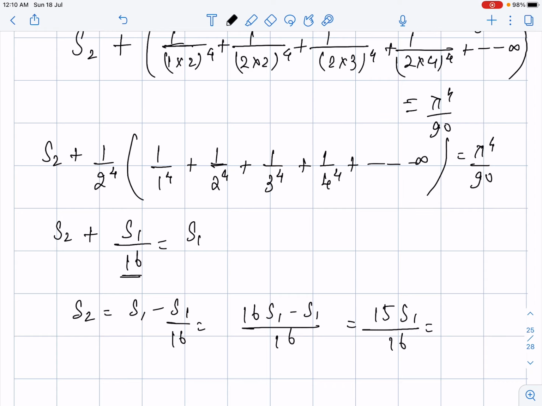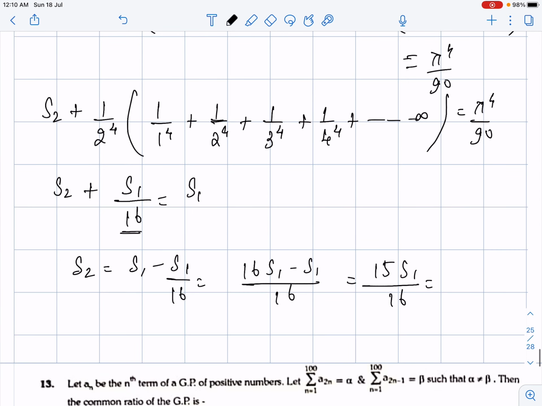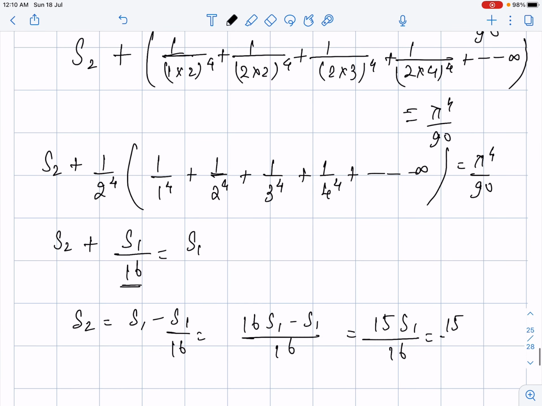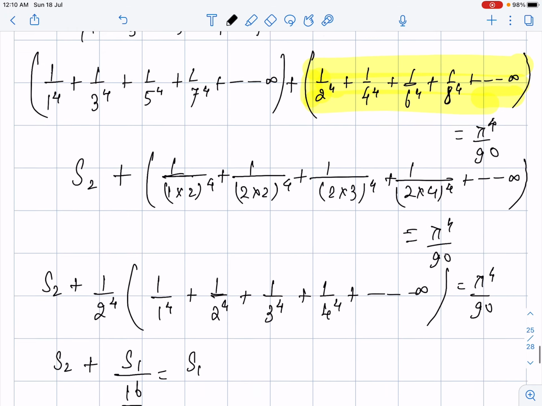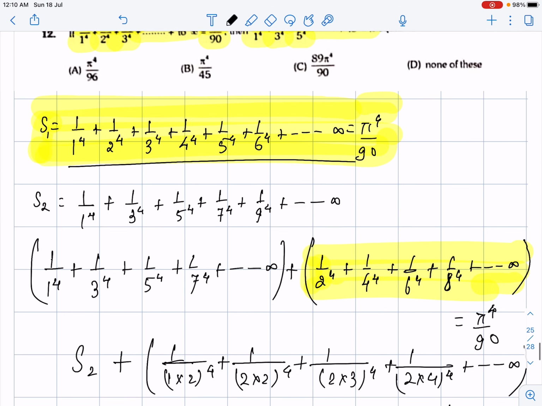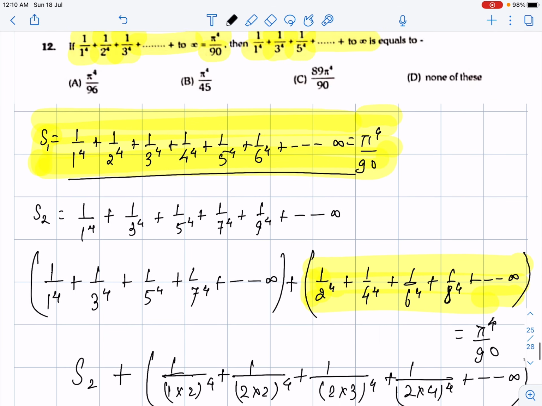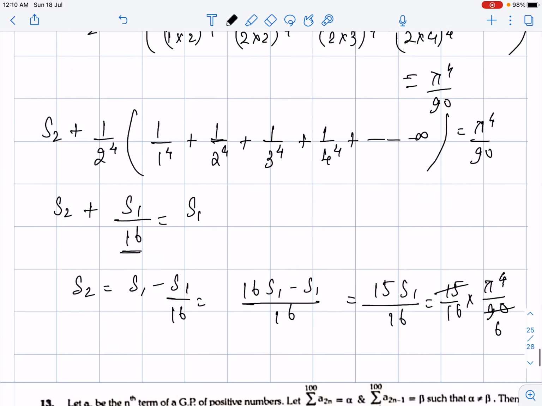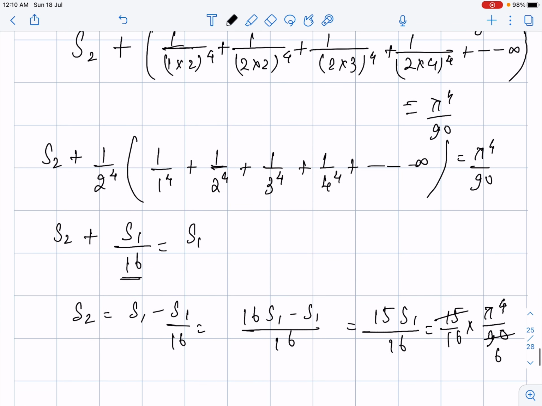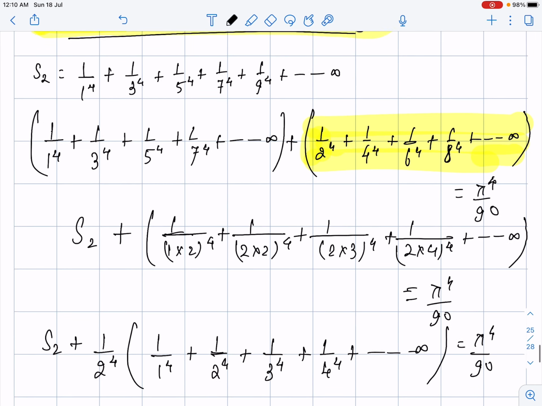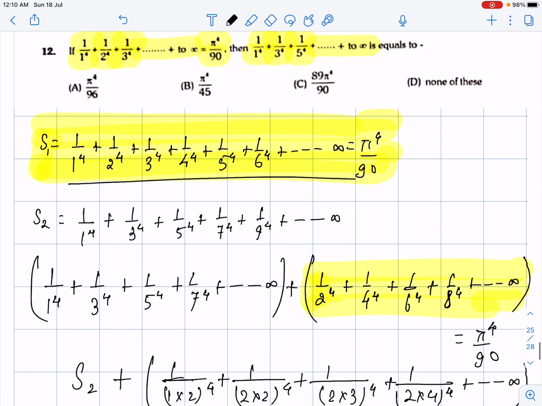And what do we know the value of S1? Pi power 4 by 90. That means 15 by 16 times pi power 4 by 90. So that will become 6 times, and 16 times 6 will be, having options over here, 96. So we'll write pi power 4 by 96. Which option should be marked by us? Option A should be marked by us.